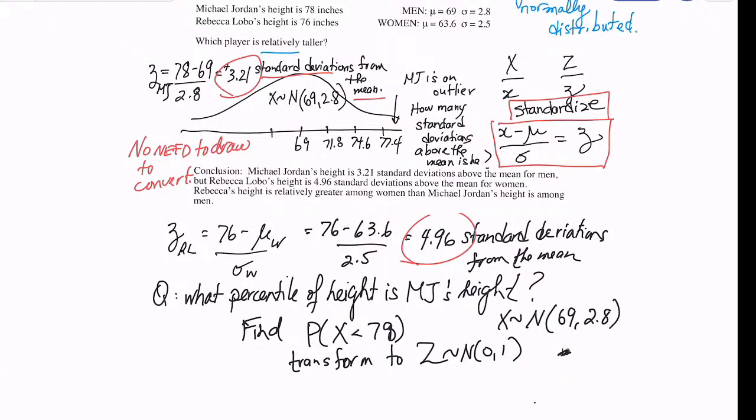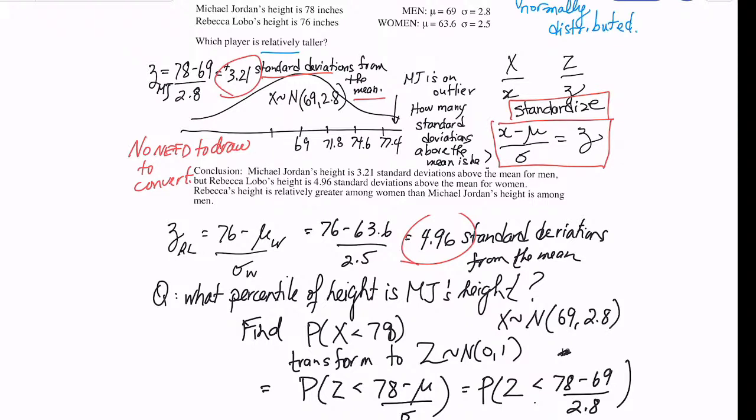So how do you transform? This becomes z if you take 78, you minus the mean, and you divide by the standard deviation. In other words, you change from x to z if you take 78 minus 69 divided by 2.8. We already made this calculation, so that is where z is less than 3.21 standard deviations from the mean. Do you see? So I already had the value that I needed. I just wanted to show you the steps you would have to take if you didn't.